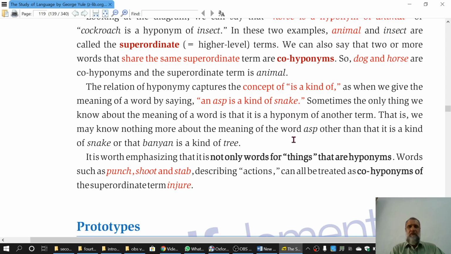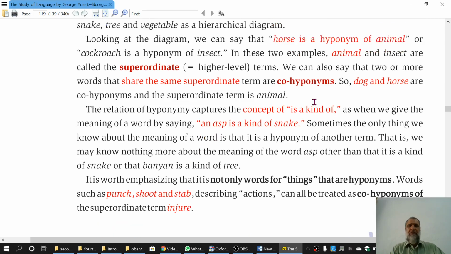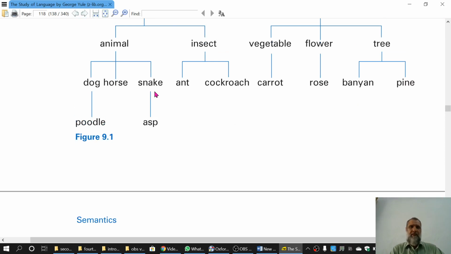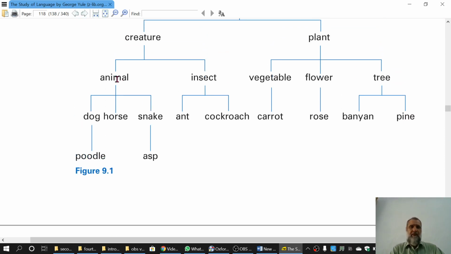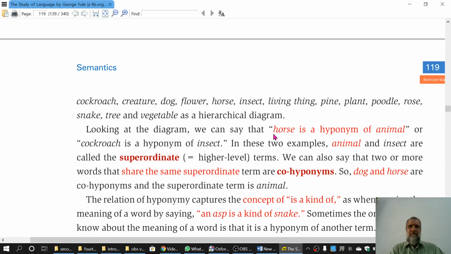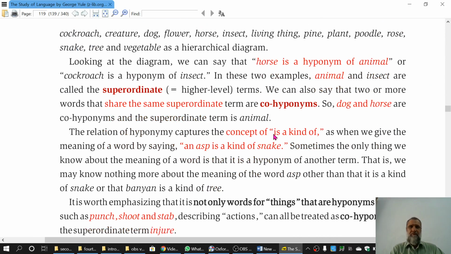There is also involved the concept of is a kind of. For example, asp is a kind of snake. Looking at this diagram, asp is a kind of snake. Snake is a kind of animal. Animal is a kind of creature. Creature is a kind of living thing. So this a kind of meaning is always there.